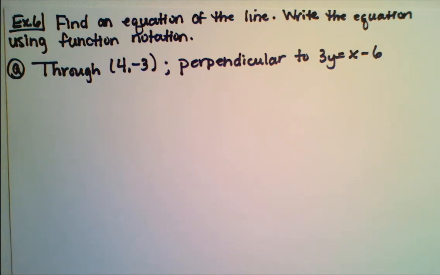Find an equation of the line. Write the equation using function notation. So example 6a says, through (4, -3), and the equation of the line that we're going to create is going to be perpendicular to 3y = 2x - 6.